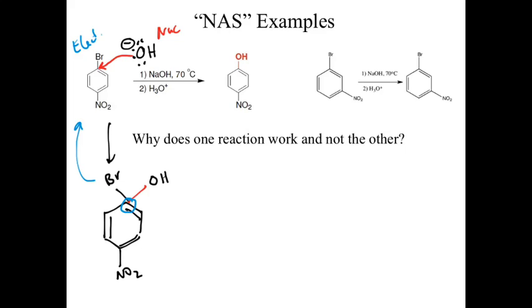Two options. I'm going to erase the product, which I'm going to end up having to draw again in a second. If we look real closely, we're either going to break the carbon-bromine bond, or we'll try to break the pi bond. Now the question becomes, which one should we break?